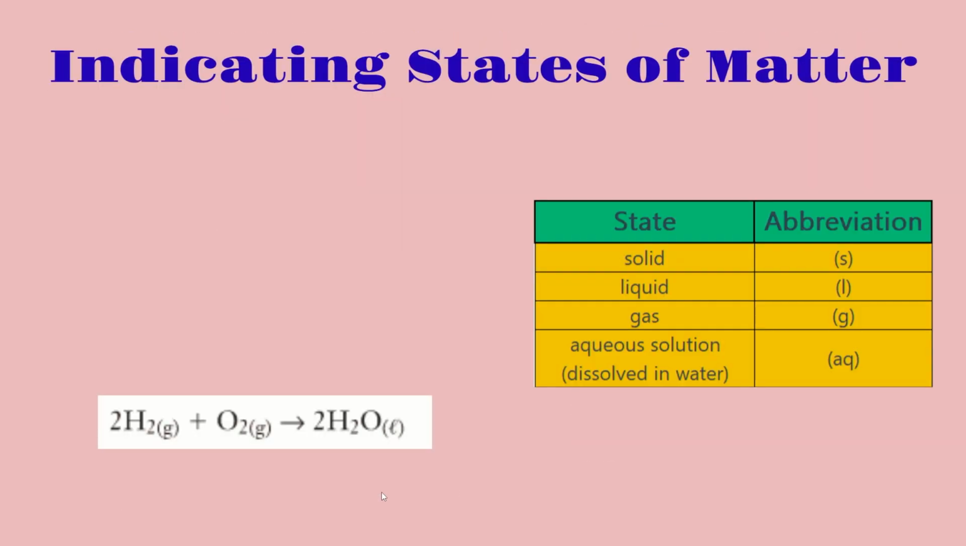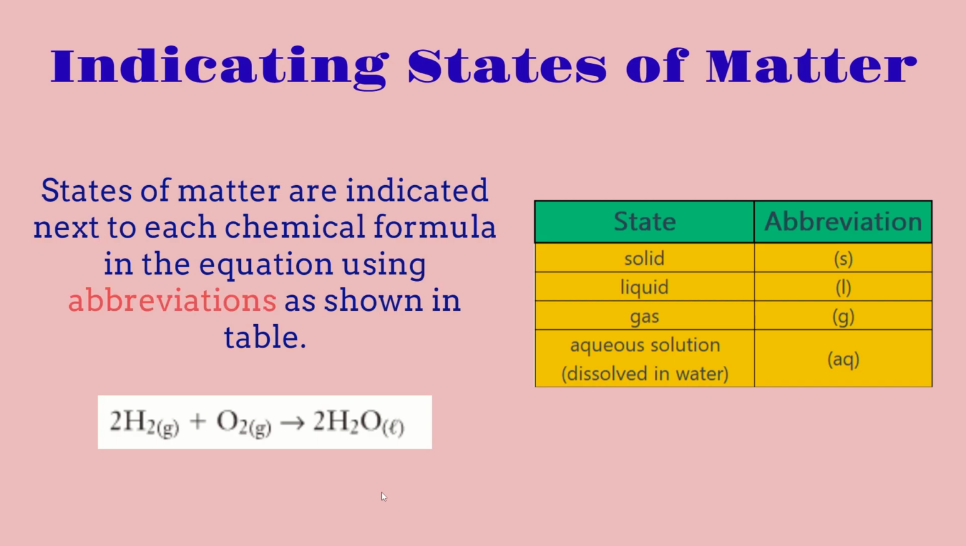And now we're going to talk about indicating the states of matter. States of matter are indicated next to each chemical formula in the equation using abbreviations as shown in the table. These are the different abbreviations and states that a formula can have. The first one is solid, which is represented as S. There's liquid, represented as L. There's gas, represented as G. And aqueous, which means it can be dissolved in water, is represented as AQ.